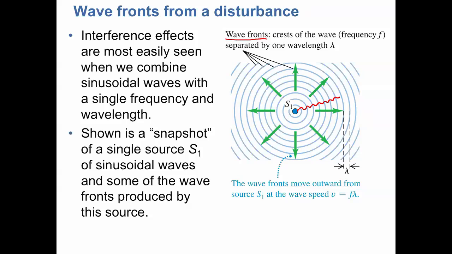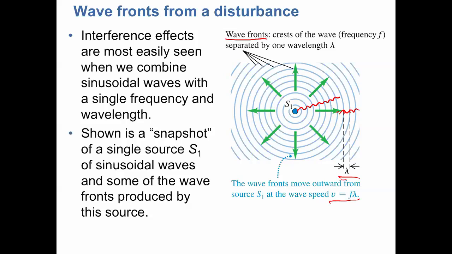So if I measure from one blue line to another one, I'm basically measuring from crest to crest, and that is a one wavelength distance. And if I find the frequency of this wave and measure the wavelength, then I can find its speed, which is frequency times wavelength. All right, so let's assume that this is one source that generates waves like this, and they're propagating outward from the source.